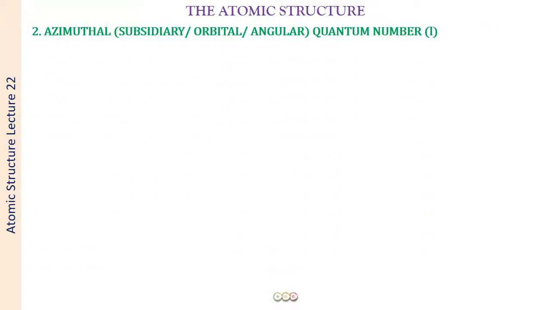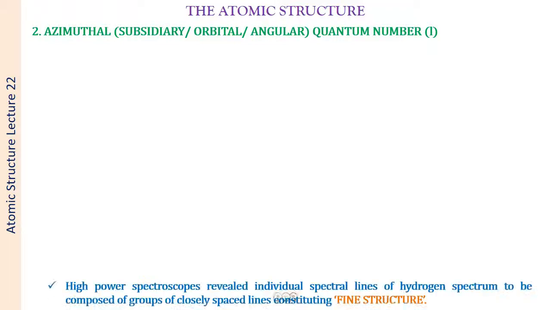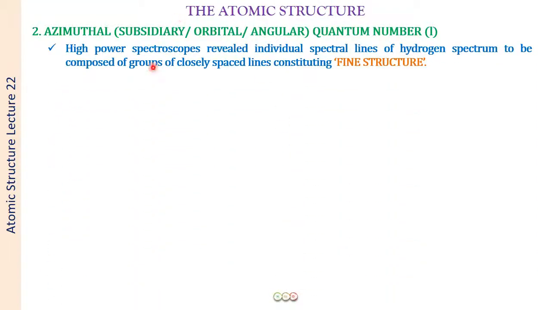So the next quantum number we have is the azimuthal quantum number L, and this is also known as the subsidiary orbital or angular quantum number. And if you remember, we discussed this quantum number as well while we were discussing the Sommerfeld model of the atom. When high power spectroscopes were used, they revealed that the individual spectral lines of the hydrogen spectrum are composed of groups of closely spaced lines constituting the fine structure.